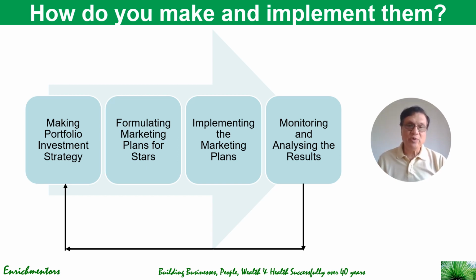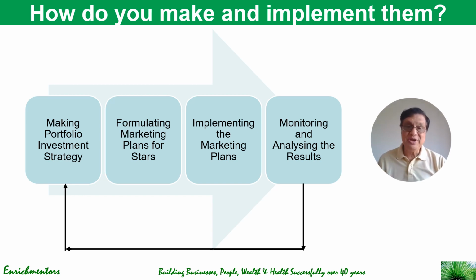Once you have made the marketing portfolio investment strategy, you formulate marketing plans for what is called the star part of your portfolio, and we will see what those star parts are. That is normally done by the product managers or brand managers in consultation with the marketing manager. A typical marketing function is a three-layered function headed by a marketing director, under whom there could be marketing managers, and under them product or brand managers. If your portfolio is small, you might even have a flatter organization of a marketing director and brand managers. So it is the brand managers and product managers, in consultation with marketing managers, who are responsible for formulating marketing plans for the star category of products.